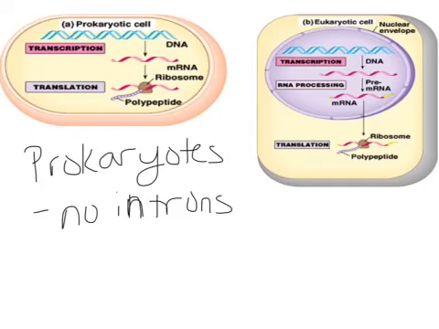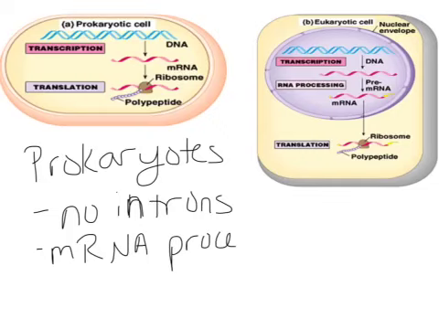There's none of this junk DNA that needs to be cut out and removed. And so in prokaryotes also, the messenger RNA does not have to be processed. We'll talk about this more in detail in the eukaryotic process, but in eukaryotic cells, some modifications need to be made and the introns need to be removed. In prokaryotic messenger RNA, that does not have to happen.